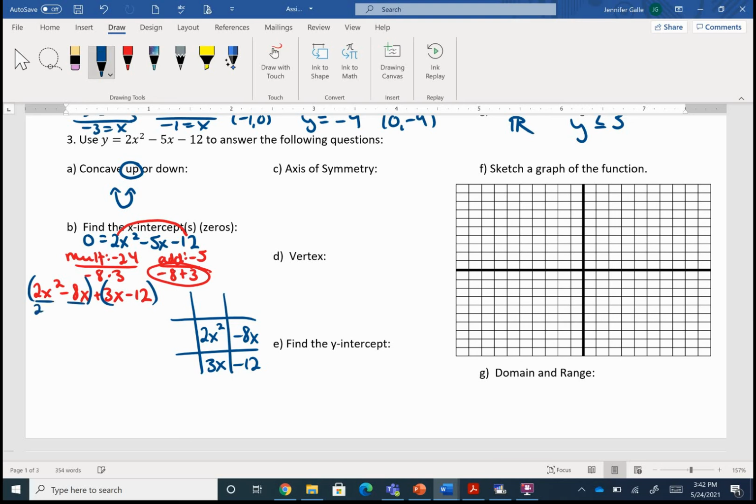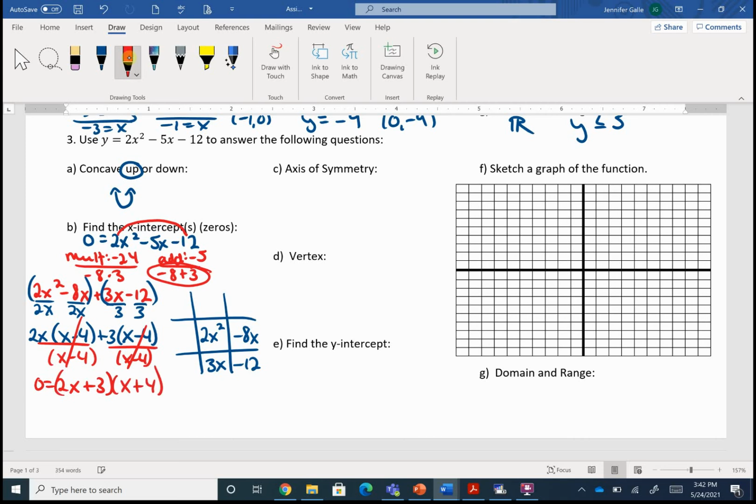First set of parentheses, they can both be divided by 2 and an x. I'm left with x minus 4. Second set, I can divide both by 3. And again, I'm left with x minus 4. The 2 sets of parentheses match. That's what we need. That's now my GCF. I'm left with 2x plus 3. And then my GCF was x minus 4.